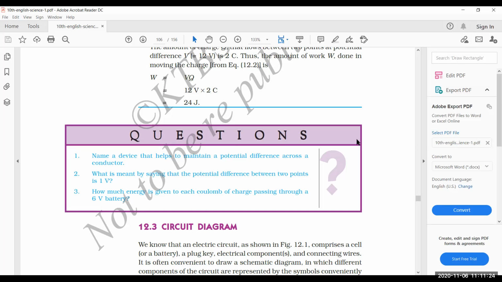Okay. Which device helps to maintain an electric current across the conductor? Say the answer. Ammeter. Yes. So we have already dealt with the two parts.